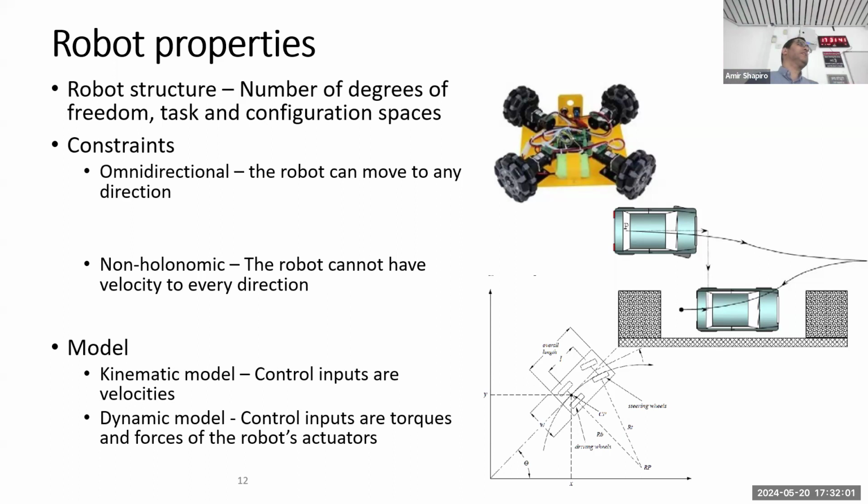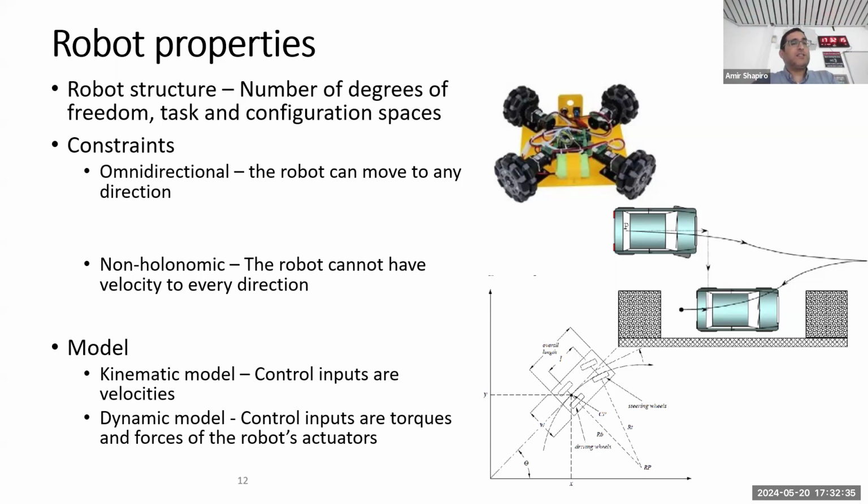But the task space is the space in which the robot actually does its task, like moving from one place to another, or moving a tool to clean the house. So this is the task, and the task space is the floor, the XY, and then a rotation as well. And sometimes we have some constraints.